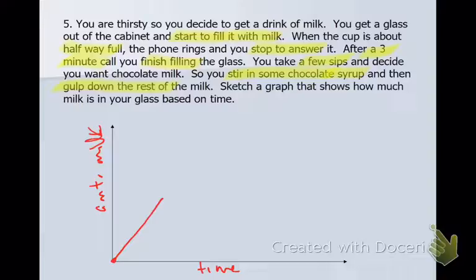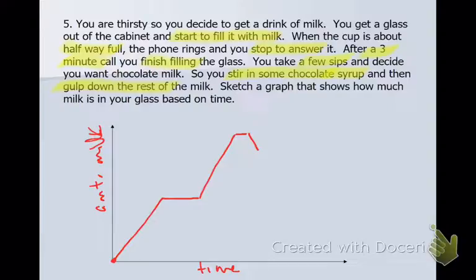Phone rings. So you stop pouring, answer the phone for 3 minutes. So for those 3 minutes, the amount of milk is not changing. And then you fill it the rest of the way up. Then you take a couple of sips, and if you want to, you can say that takes a couple of seconds to put the syrup down and stir it and all that kind of stuff. And then you take a couple of sips. So you're not going to drink it all. You take a couple of sips, it's just going to drop like so.